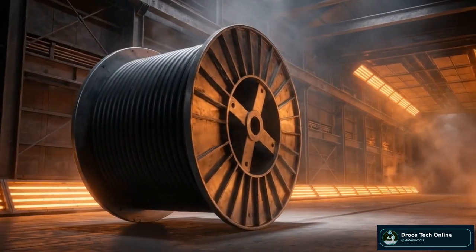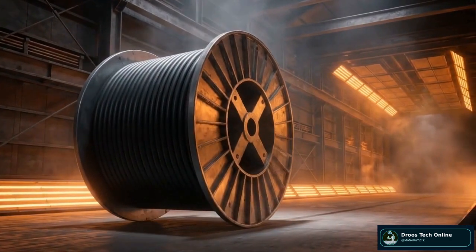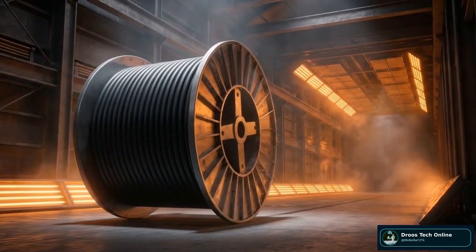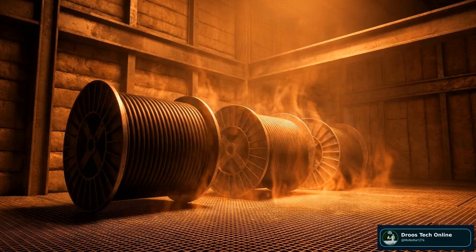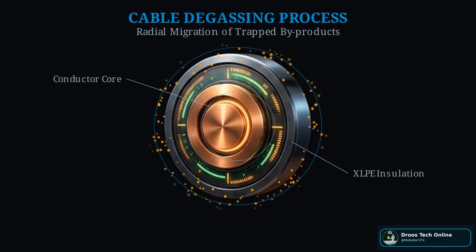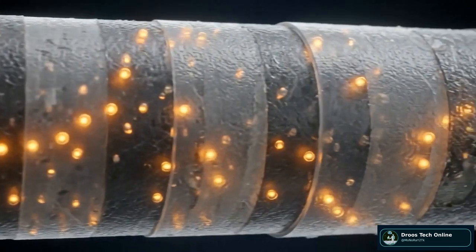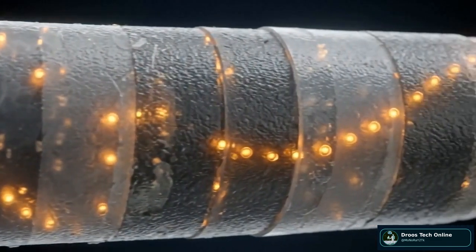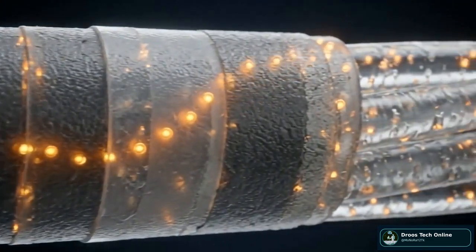XLPE cable manufacturing is a massive, high-stakes industrial process, and it ultimately culminates here, in the degassing room. After the initial production stages, cables are placed inside these chambers and exposed to prolonged heat. The goal is to force trapped gases out of the insulation before the cable proceeds to quality-sensitive downstream operations. Deep within the insulation layers, residual cross-linking byproducts, chemicals like acetophenone and cumyl alcohol, remain trapped.